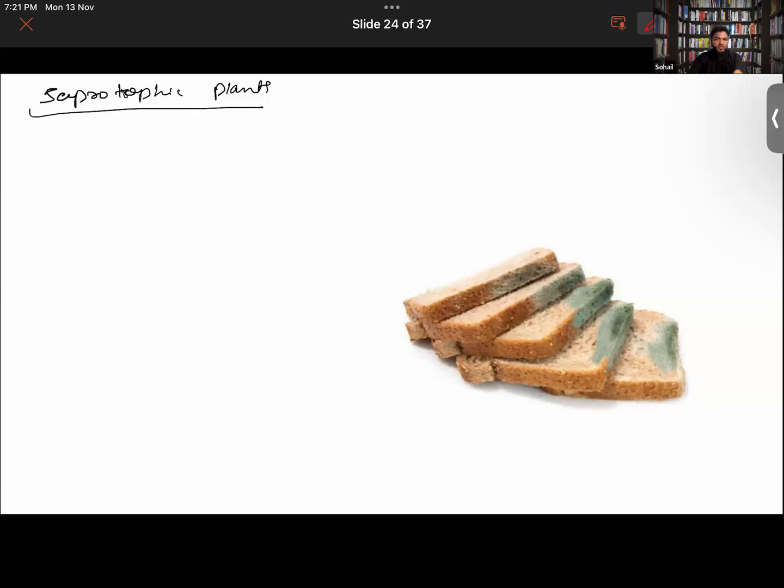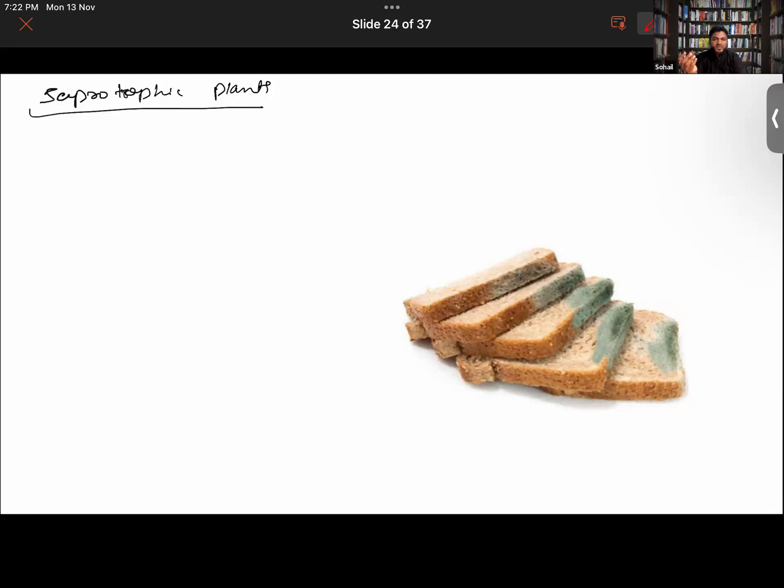So the mushroom that you eat, what is it? Is it a green plant, or is it a saprotrophic plant? Sir, it is a saprophytic fungus. Exactly. It's a decomposer. It doesn't decay, it basically grows on decaying matter. Basically, it grows on dead and decaying components.